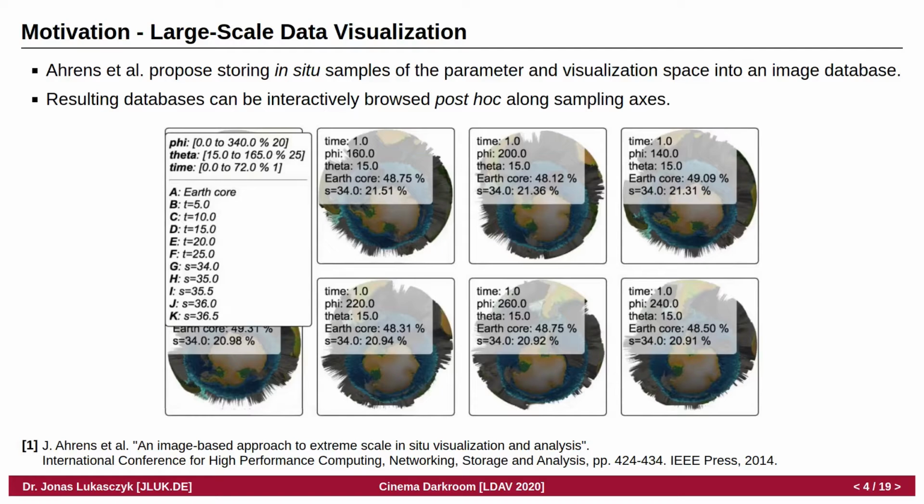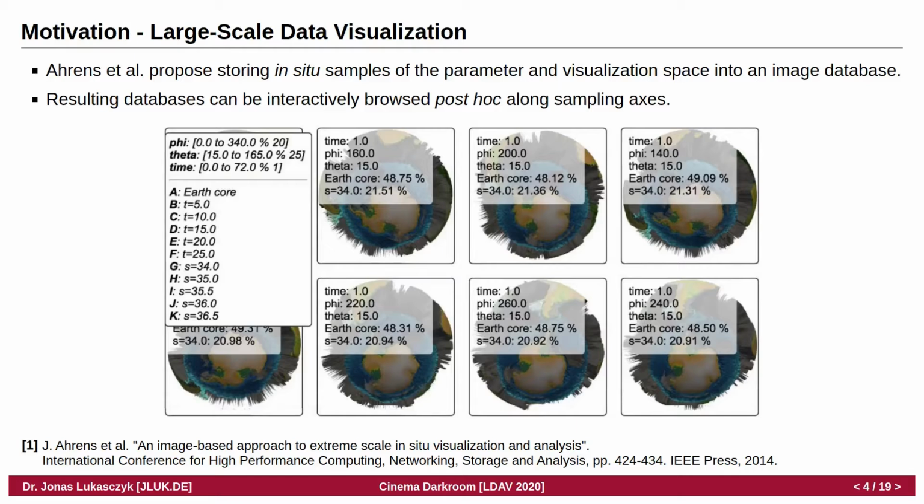The resulting image databases are several orders of magnitude smaller than the data they are derived from, and they can be interactively browsed post-hoc along the sampling axes. Cinema database explorers, such as the one shown here, can therefore emulate real-time interaction with datasets of any size by simply snapping to the next available sample point. However, the flexibility of post-hoc exploration is obviously limited to the samples stored in the cinema database.